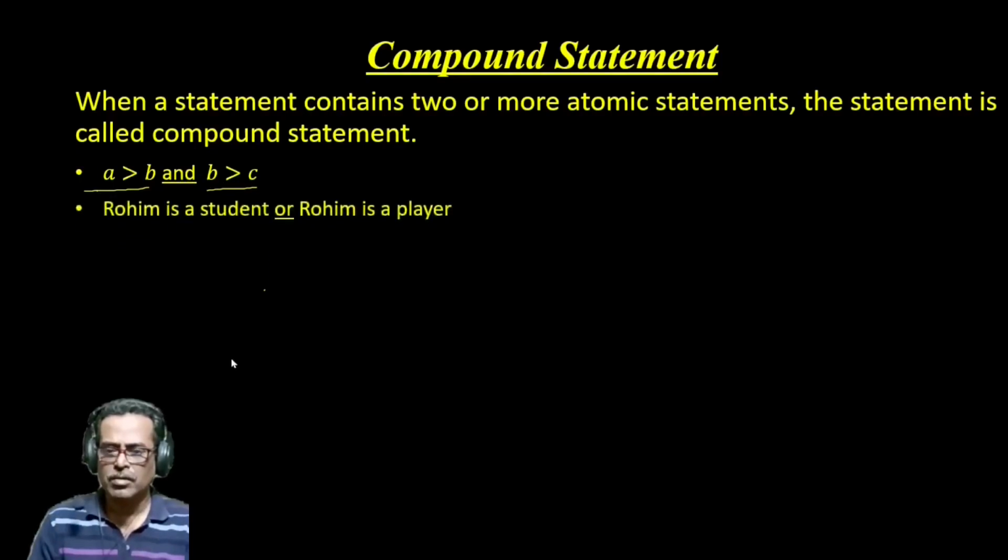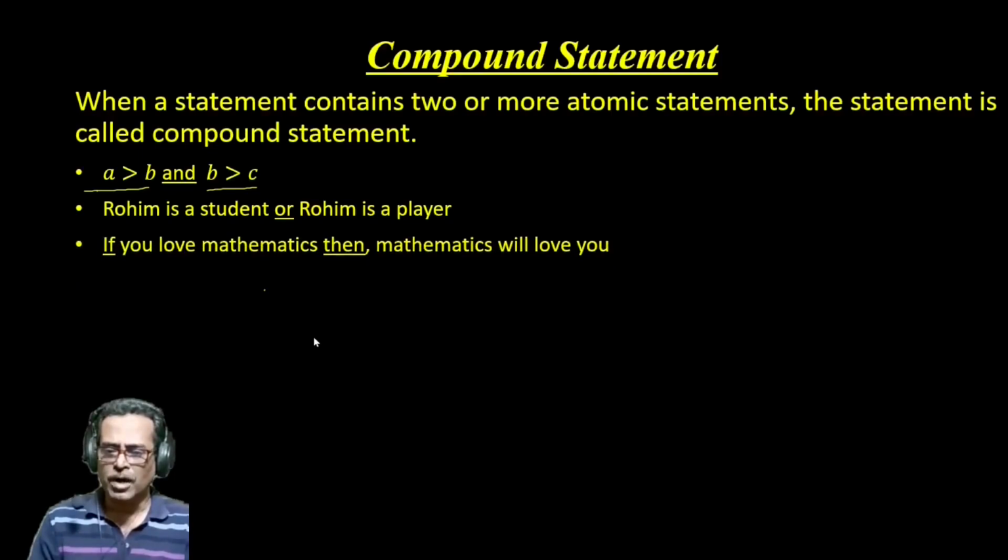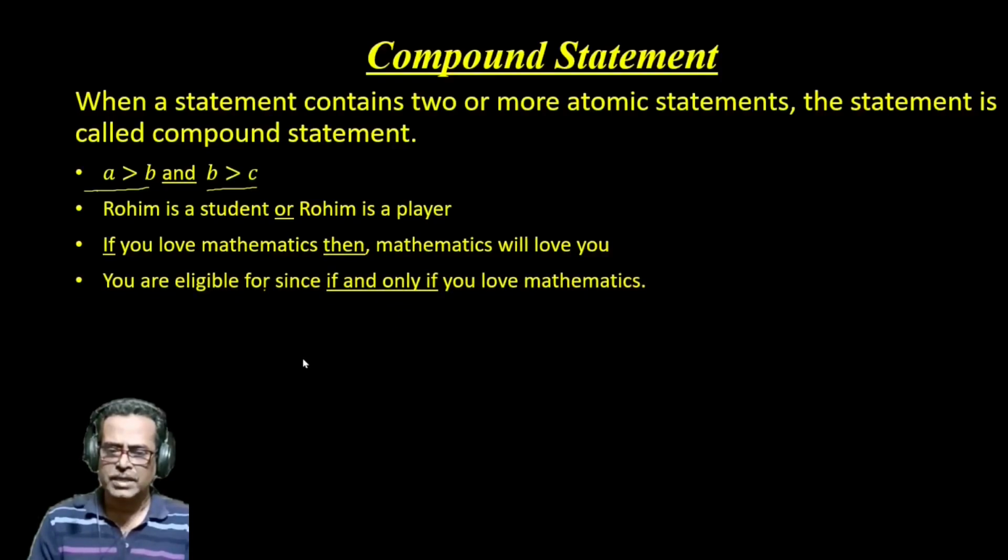Next, Rohim is a student or Rohim is a player. "Rohim is a student" is an atomic statement. "Rohim is a player" is an atomic statement. These two statements are joined by "or". So it is a compound statement. Next, if you love mathematics, then mathematics will love you. This is also a compound statement. You are eligible for science if and only if you love mathematics. Now, or, if then, and if and only if are called connectives.